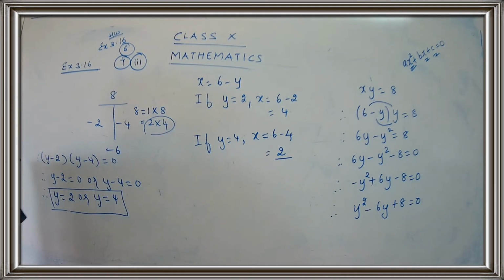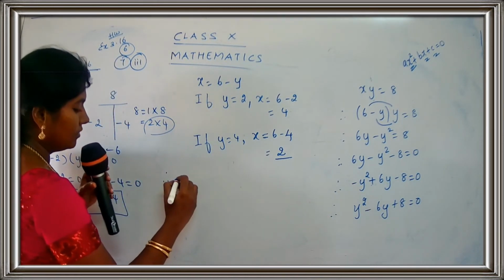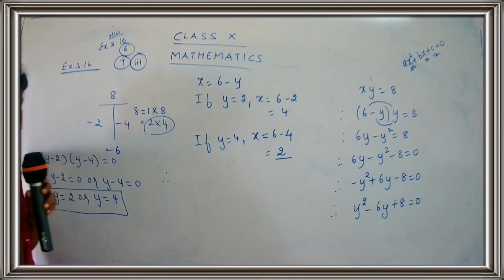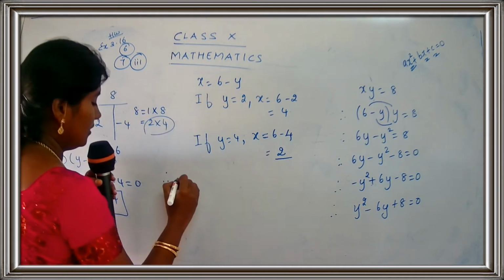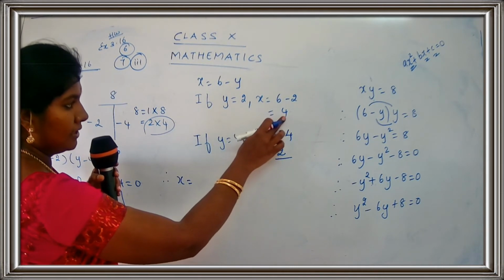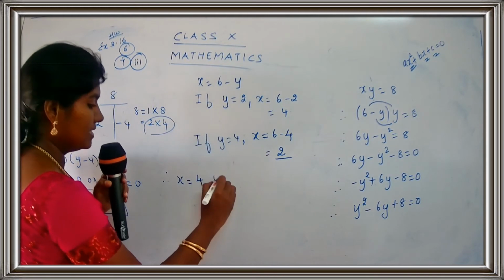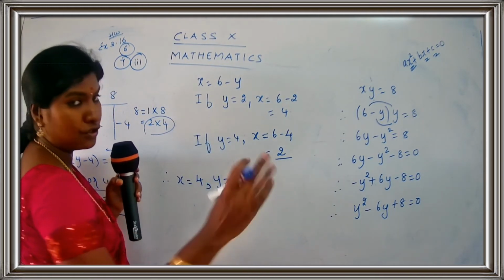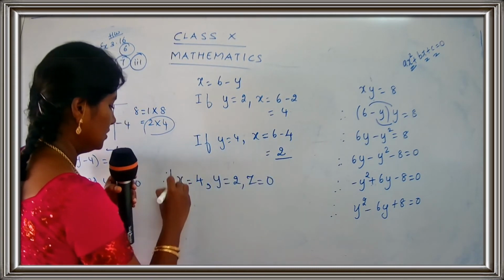Yes, so let us write down the final solution here. Therefore, let's write down the final part. We have two values, yes children. So let's write down. x is equal to, what is the value for x? x is equal to 4. What is the value for y? y is equal to 2. And z is common. z has only one value, so you can put z is equal to 0. This is one part.